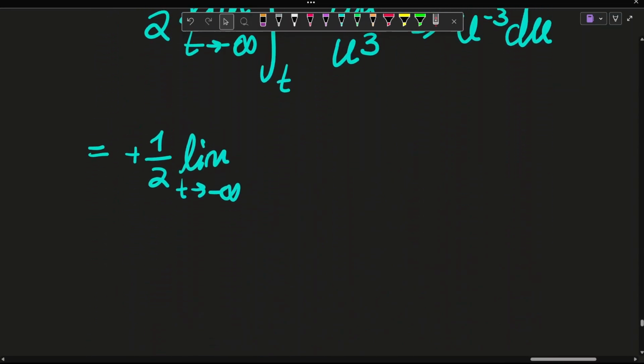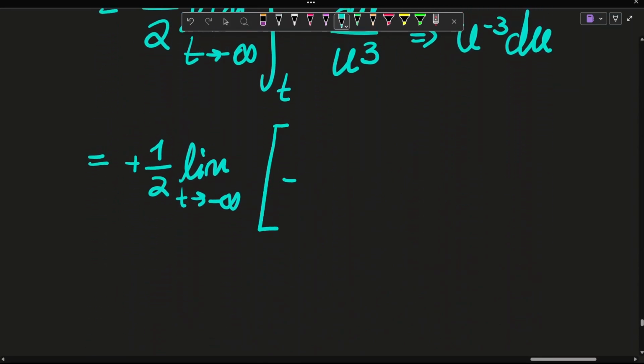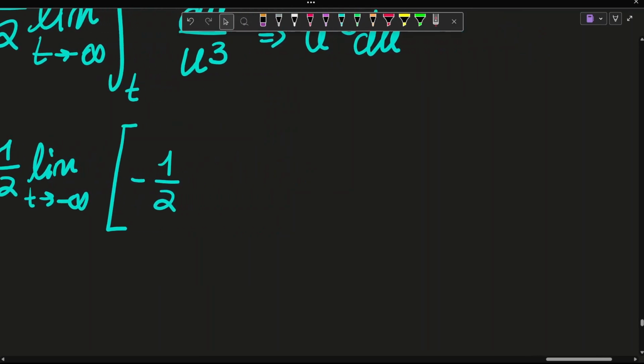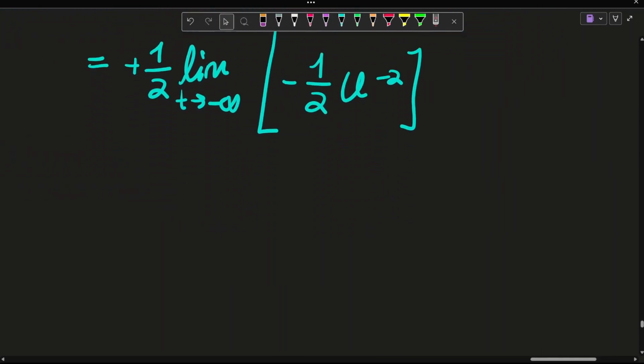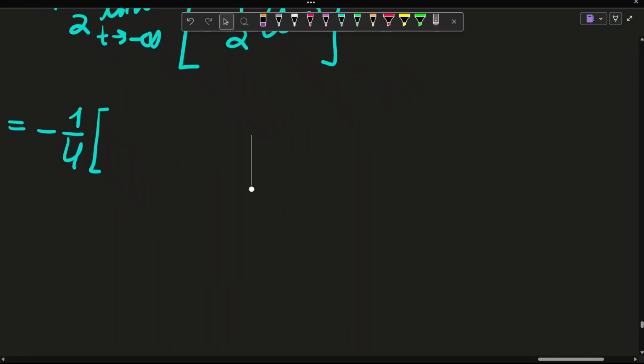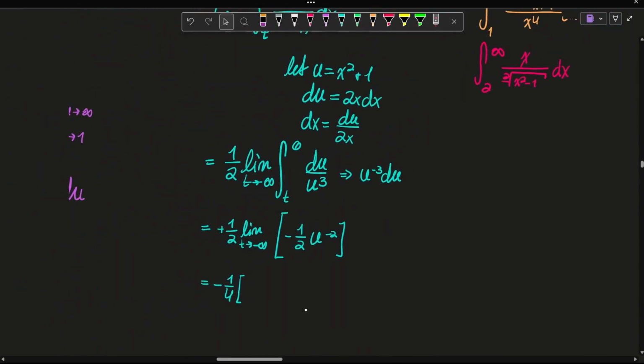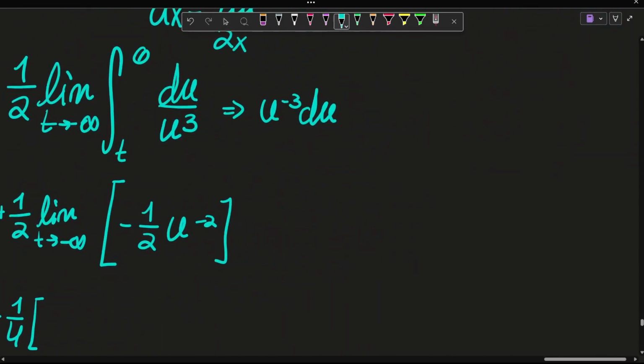There you go, negative infinity of the statement negative 1 half u to the negative 2. That's equal to negative 1/4. And then you can plug everything in. Sorry, what were the bounds? I didn't change the bounds, so it's t to 0.